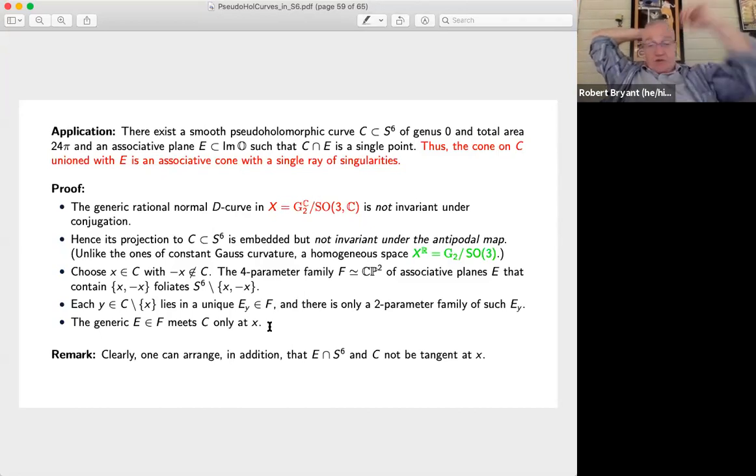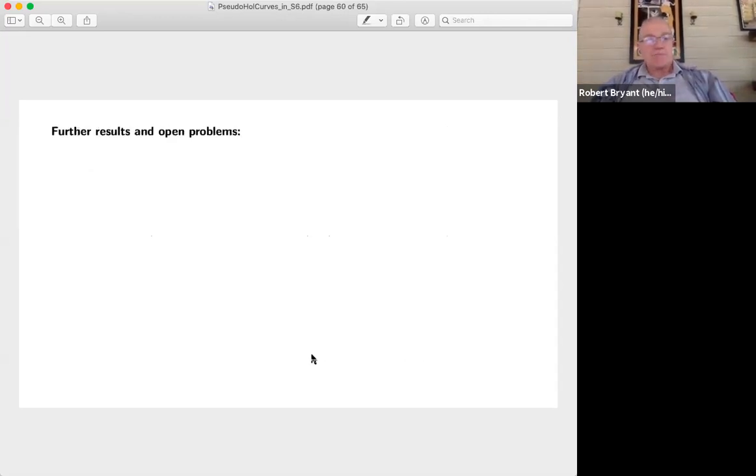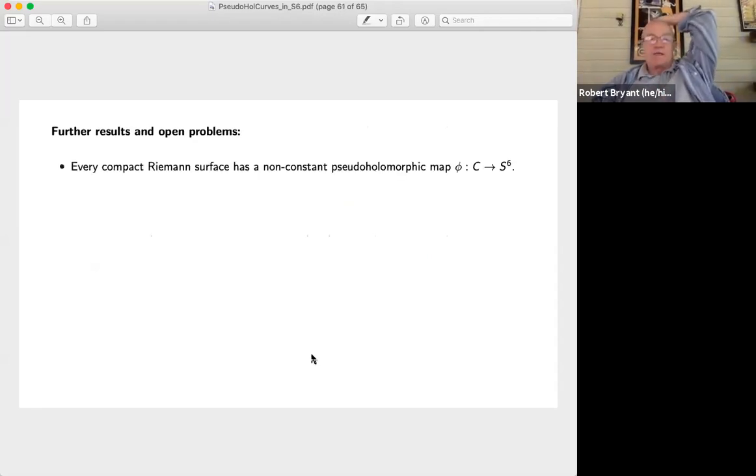And clearly, if you choose the plane generically, it won't be tangent to C at x either. So they'll actually intersect, not transversely because they're both 2-dimensional in a 6-dimensional manifold, but non-tangentially. So you get a decomposable associative cone that has one line of singularity. I'm almost out of time. I will just say a few things about some further results and open problems.